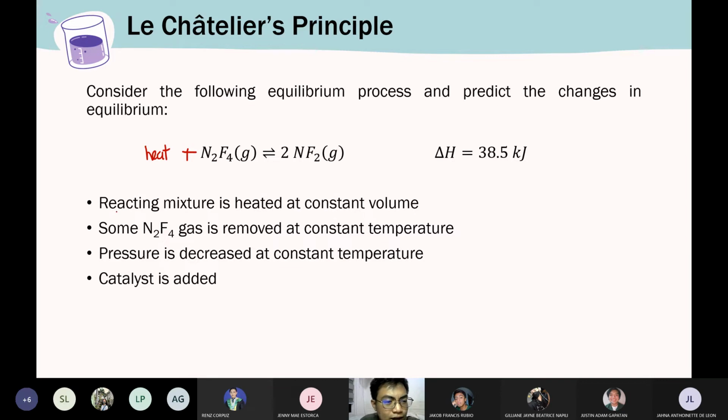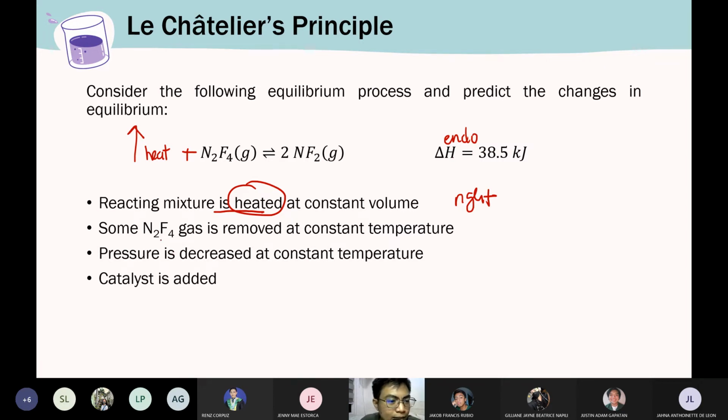So what happens? The reacting mixture is heated. When you increase heat, where will the reaction go? It's like a change in concentration. By increasing reactant, or heat, you push the reaction to the right. When you add more reactant, in this case the heat, it will push the reaction to the right. How did the heat end up on the left side? Because this is an endothermic reaction. When delta H is positive, it's endothermic.